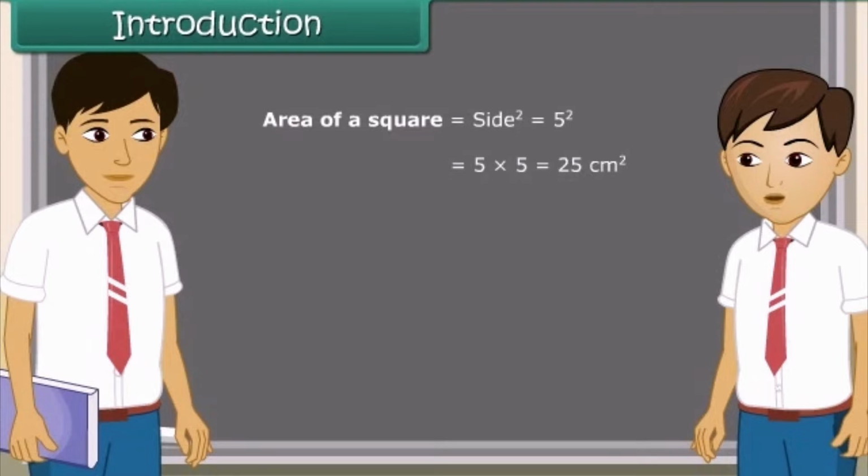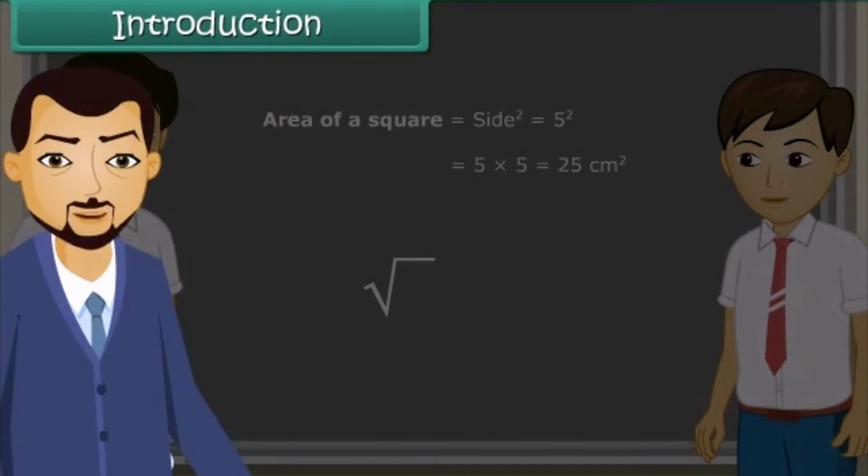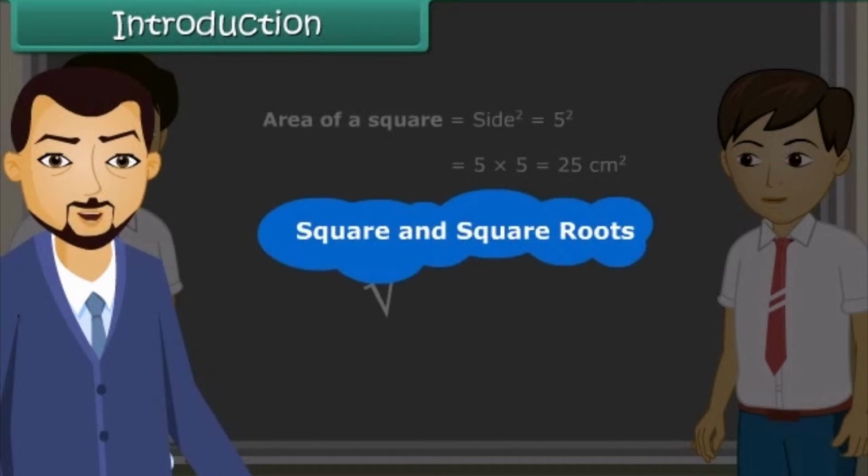Now I understand. I tell you something. There also exists a square root, which is just the inverse of a square. Hey, this sounds very interesting. I want to know more. Students, today we will learn about square and square roots. Come along to know.